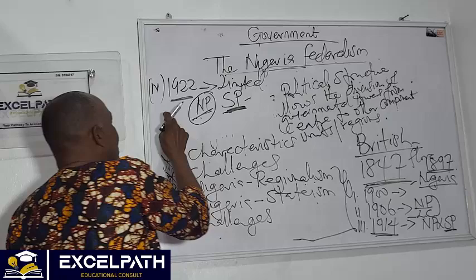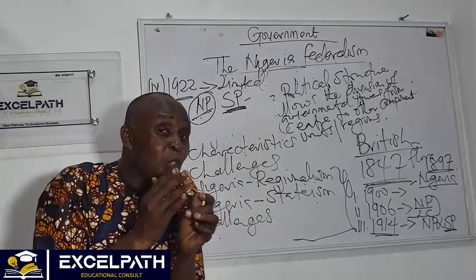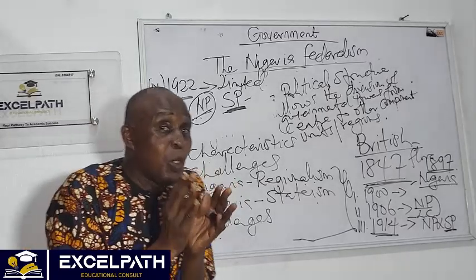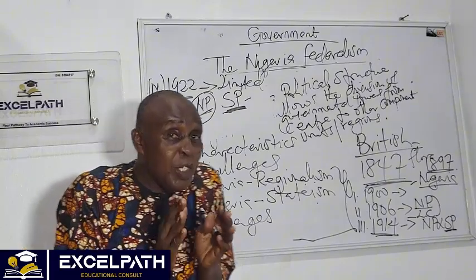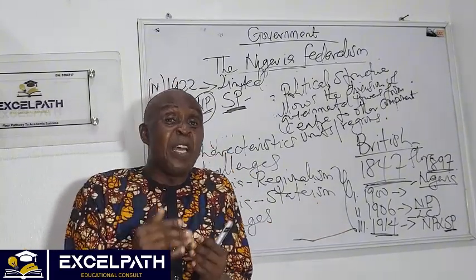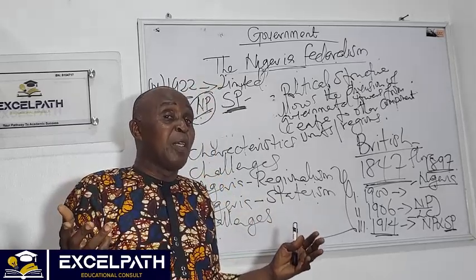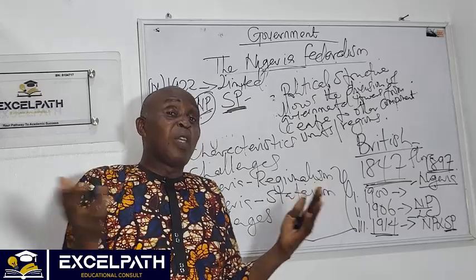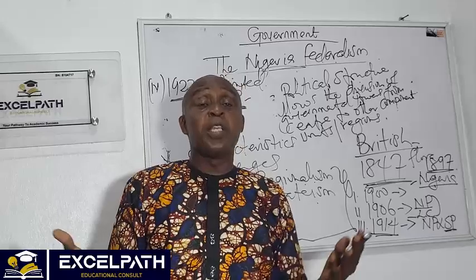Now, North was not allowed, South was allowed. So that showed a sort of division. That showed a sort of segregation. That showed a sort of negligence. And the negligence now began to give birth to other things. And one of the excuses that Mr. Clifford gave was that most of the northern people in Nigeria did not actually embrace formal education.